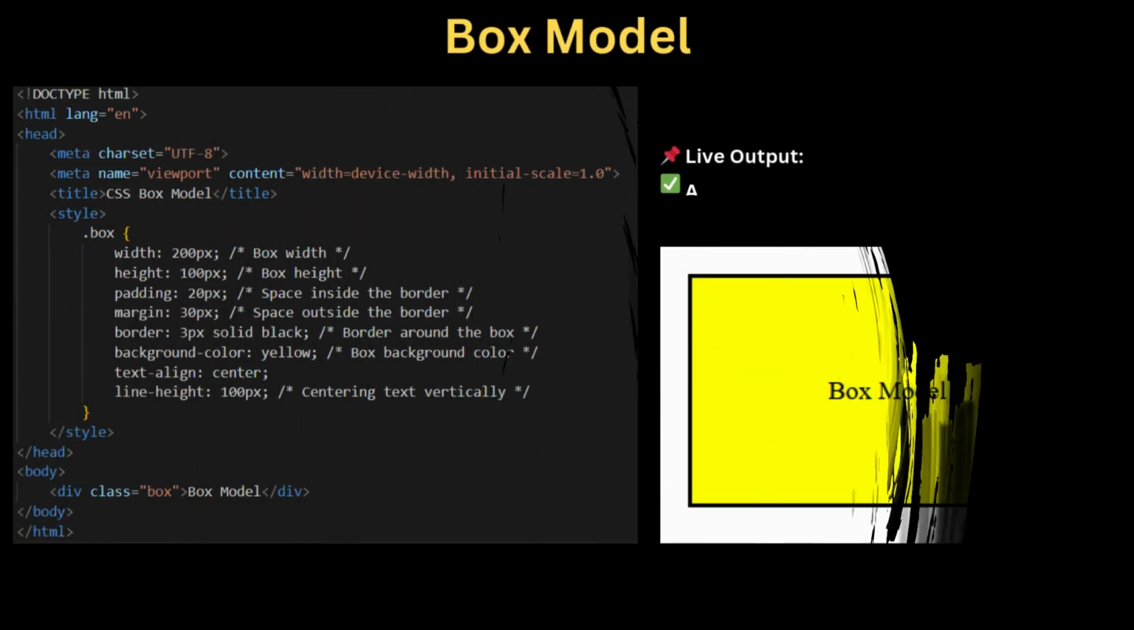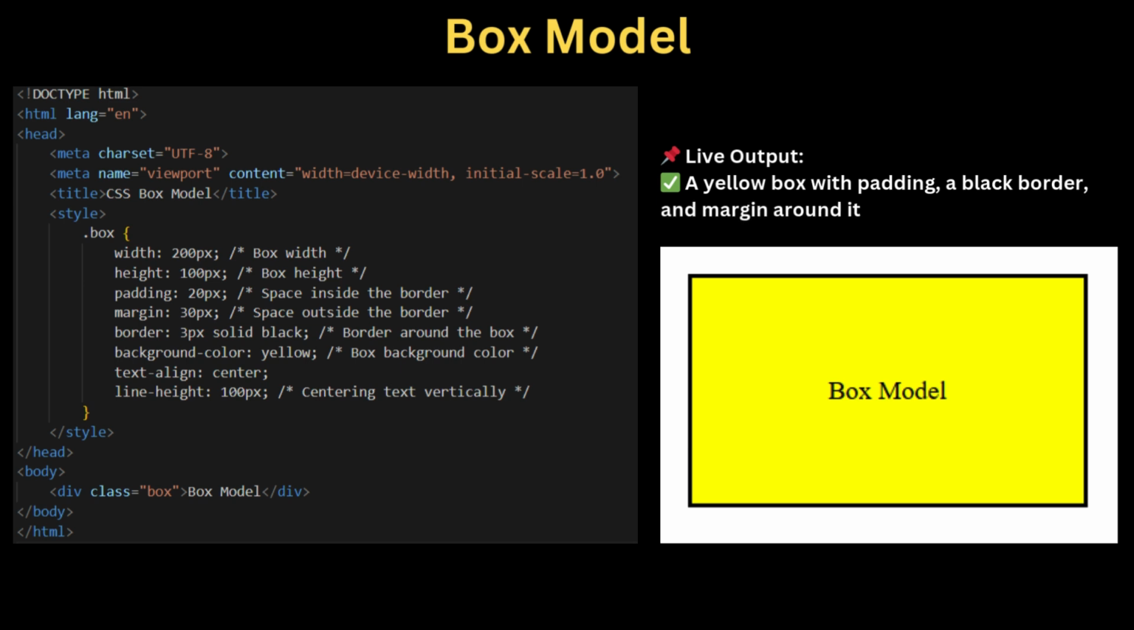The box model works by controlling the spacing around elements. Padding is the space inside the box, ensuring the content stays away from the edges. The border defines the outer line of the box, and margin creates space between the box and other elements on the page. Together, these properties help manage element spacing and layout effectively.